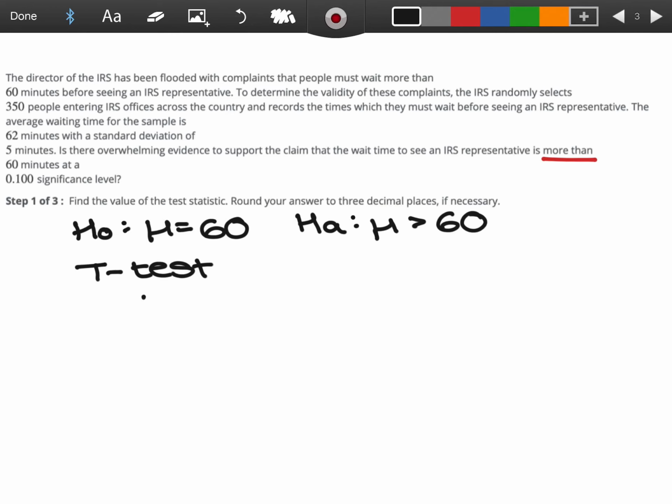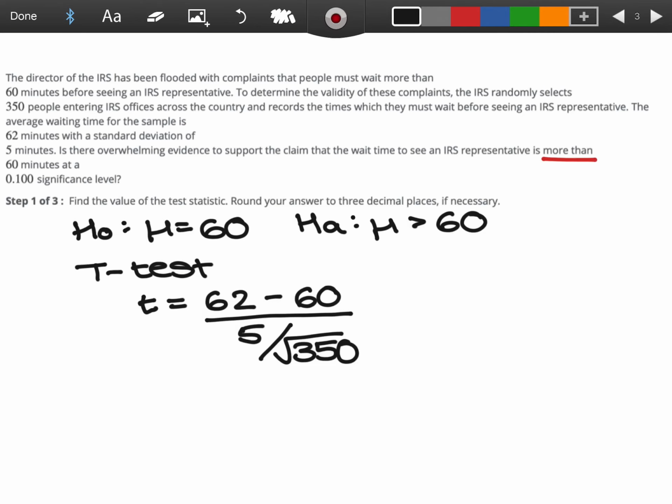So you can go ahead and calculate t, which is equal to the sample mean, which was 62, minus the population mean, divided by the sample standard deviation over the square root of the sample size. If you go ahead and do that, you should end up with 7.483. So that is your test statistic.